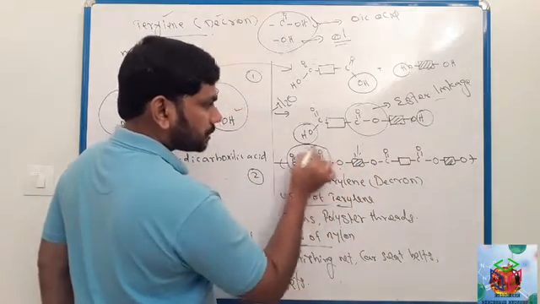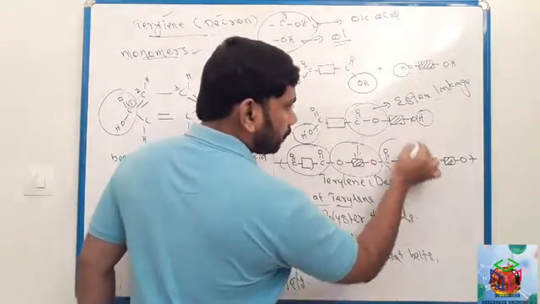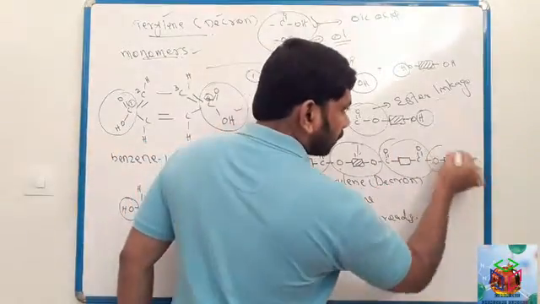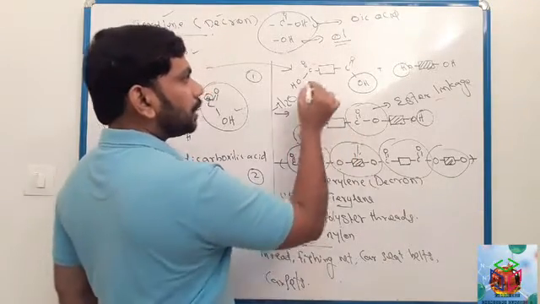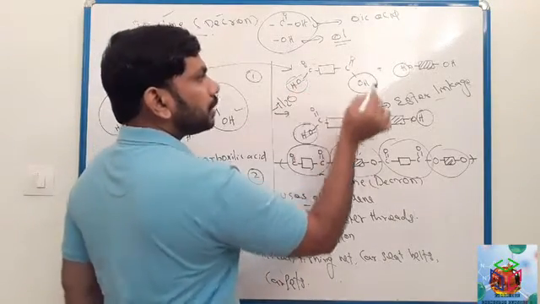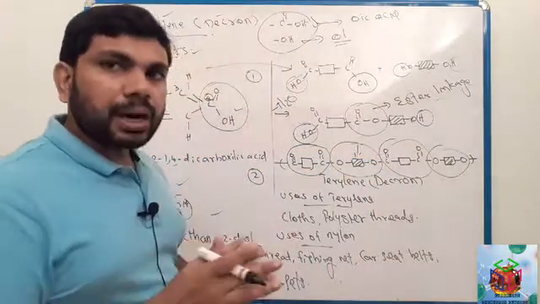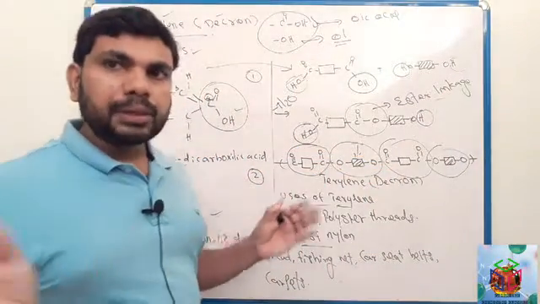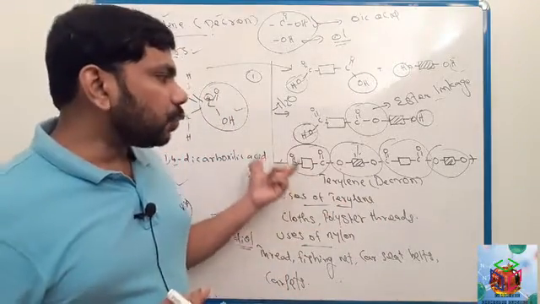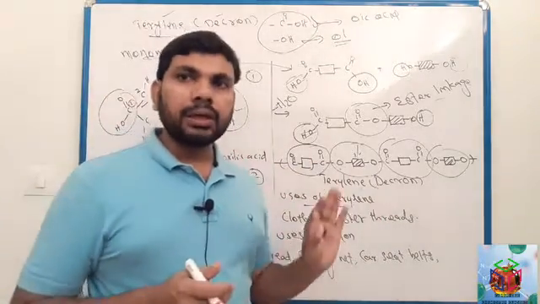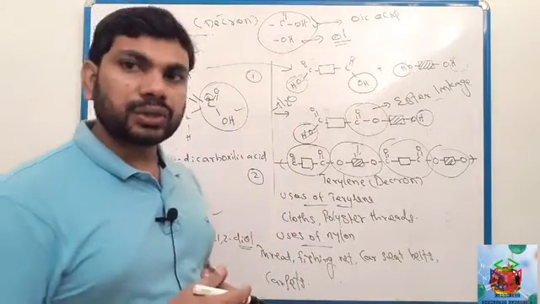So this is carboxylic acid and this is alcohol. Again this is carboxylic acid, this is alcohol. From the carboxylic acid OH will be removed, from the alcohol hydrogen will be removed, and the rest of the part will add. The repeated molecules will add together, and many water molecules will be removed. Clear? So this is the formation of terylene or dacron.